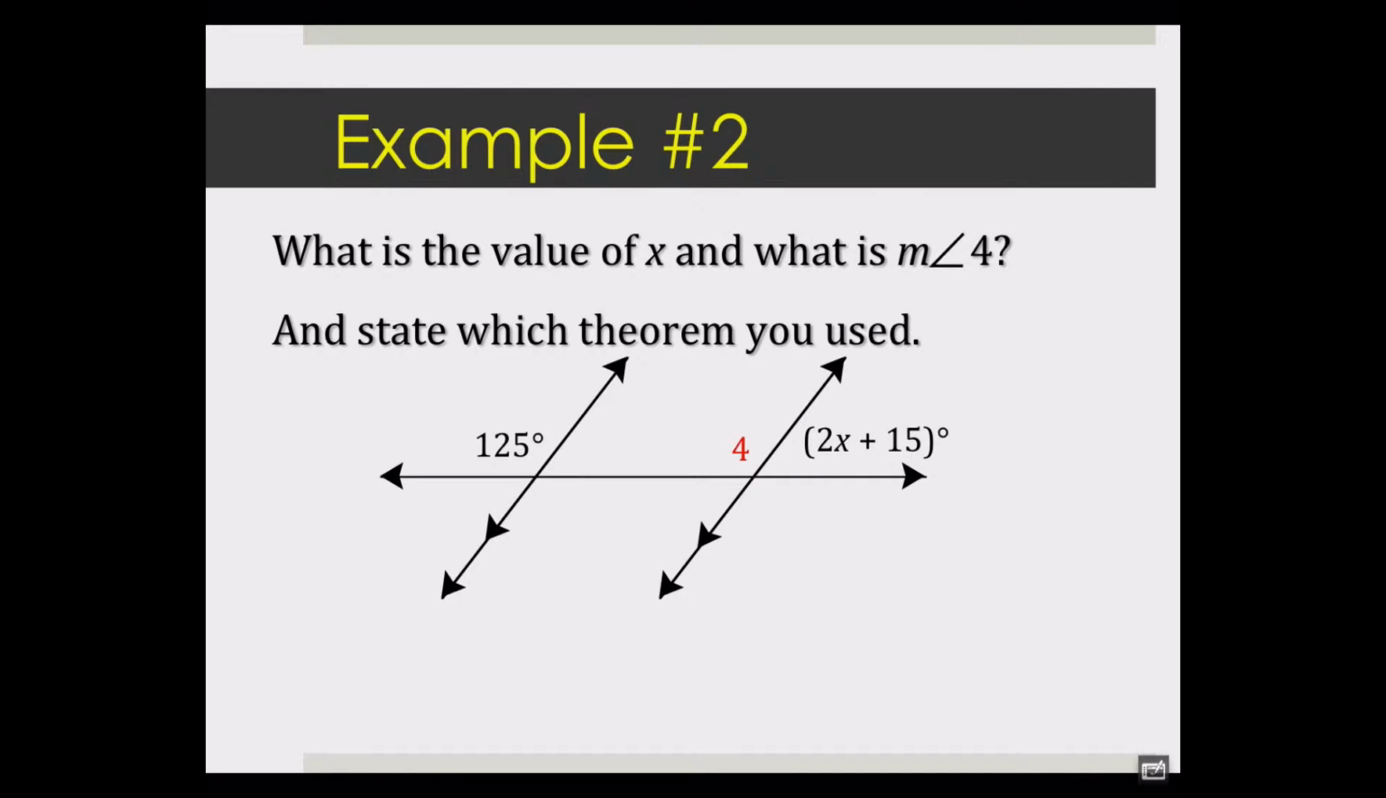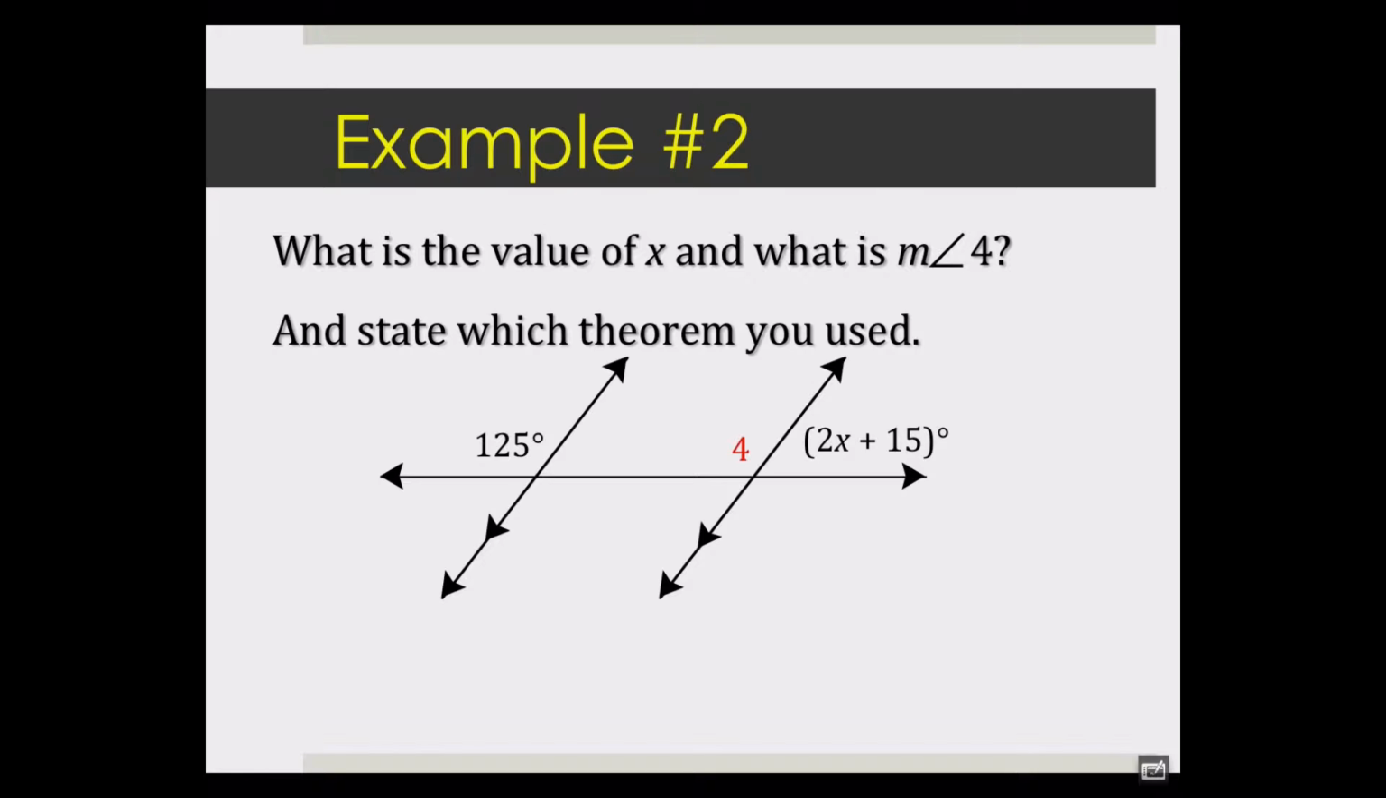We've got a couple goals here. One is we need to find the value of x, and the other thing is we need to find the measure of angle 4. Which one do you want to do first? Measure of angle 4. You want to jump right to that? Yeah. All right, how big is angle 4?